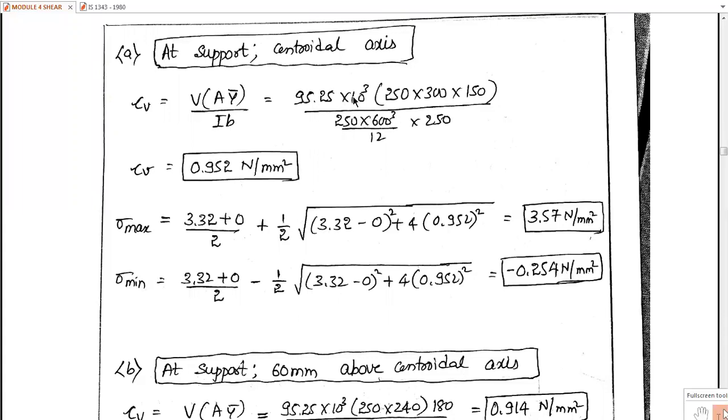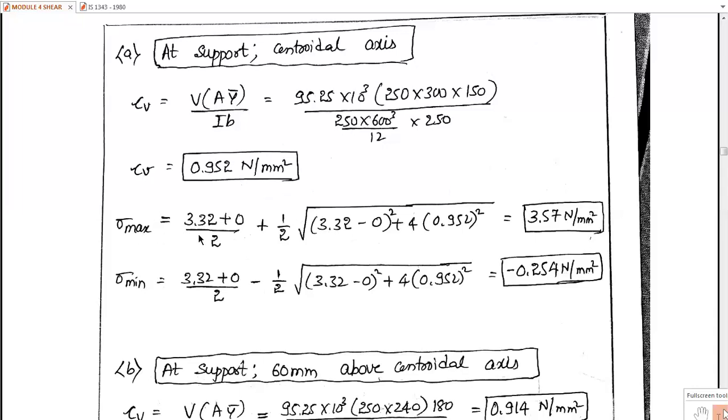V is the shear force, A Y bar is the first moment of area, half of the area, 250 into total depth 600. But since we are calculating about the centroidal axis, I will consider 300 mm, into 150, the Y bar, divided by I into B: moment of inertia of the entire section into breadth of the beam. We get the shear stress as 0.952 Newton per mm square.